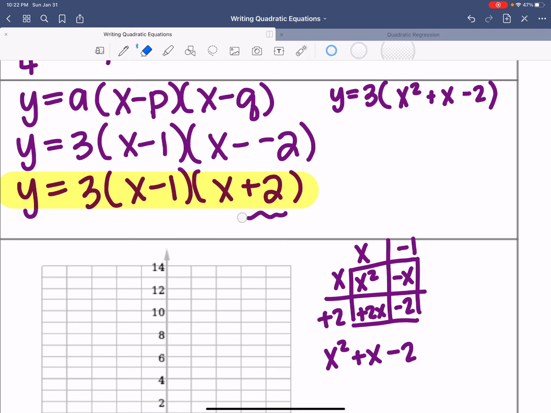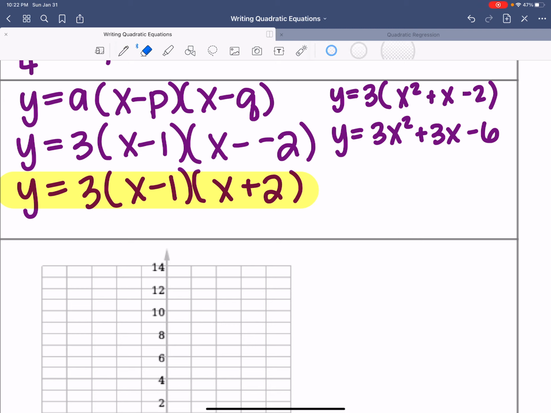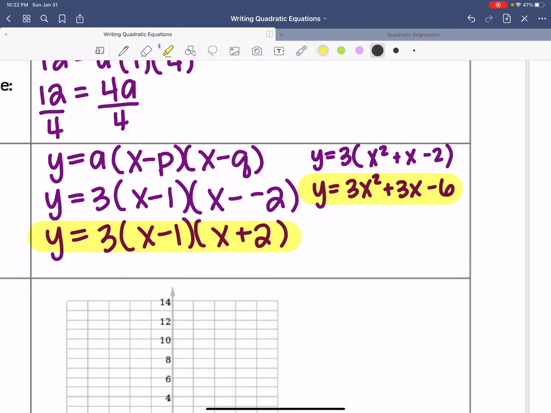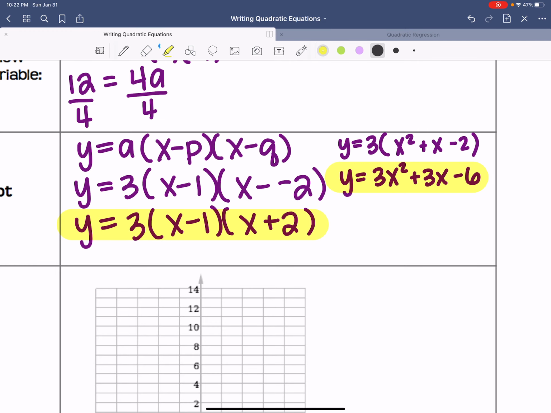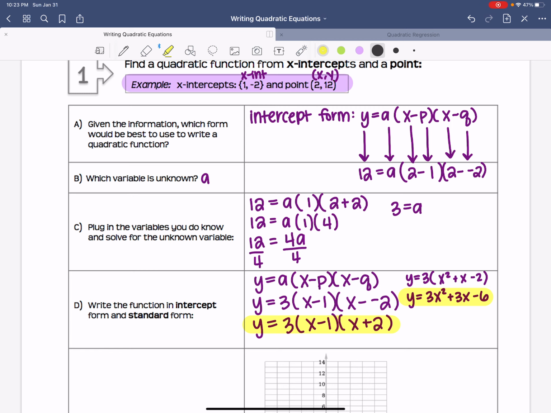Now I can distribute the 3. So that would be y equals 3x squared plus 3x minus 6. And that is my new equation. Well, it's the same equation, just written a different way. So those are my equations in intercept form and standard form for this quadratic that has those x-intercepts and that particular point.